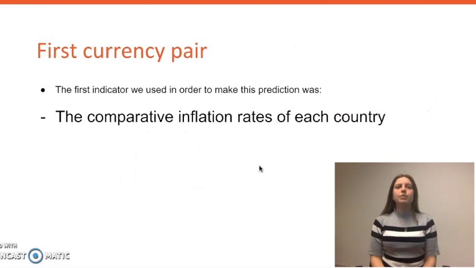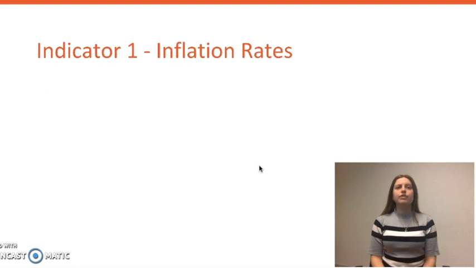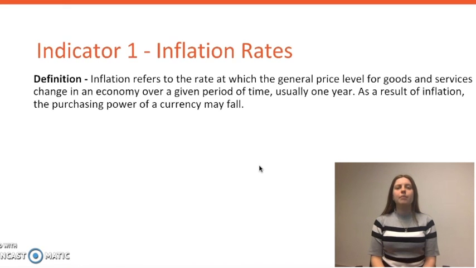The first economic indicator we used to assist us in making this prediction was the relative inflation rate of each country. Inflation refers to the rate at which the real price of goods and services change in an economy over time. The rate of inflation may impact the exchange rate between a currency pair, since it reflects the change in a currency's purchasing power. When inflation increases, there is a decline in the purchasing power of a currency.